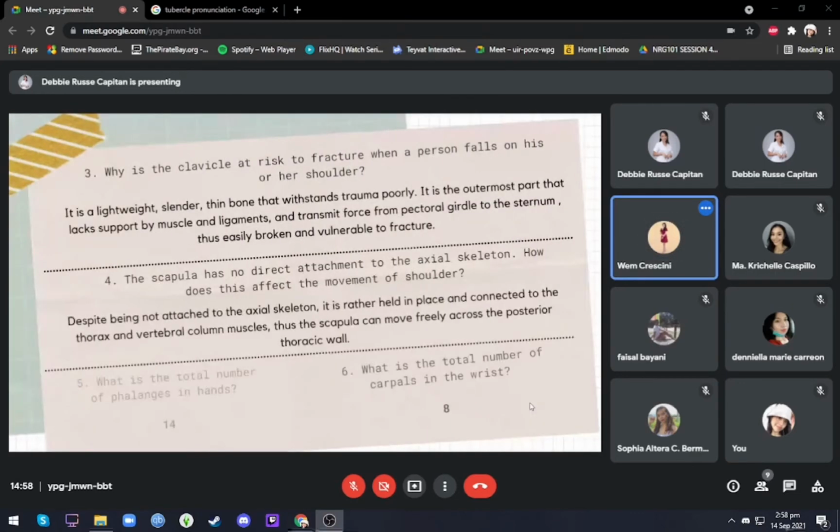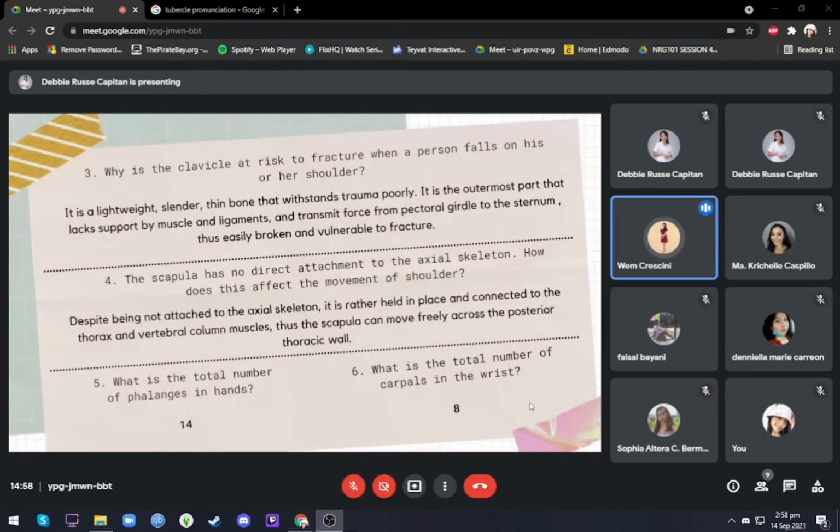Next, our questions. Why is the clavicle at risk of fracture when a person falls on his or her shoulder? Our answer is, it is a lightweight, slender, thin bone that withstands trauma poorly. It is the outermost part of the girdle, lax, supported by muscles and ligaments, and transmits force from the pectoral girdle to the sternum, thus easily broken and therefore vulnerable to fracture.